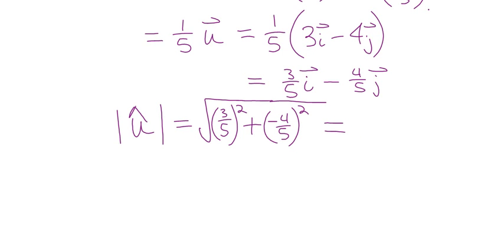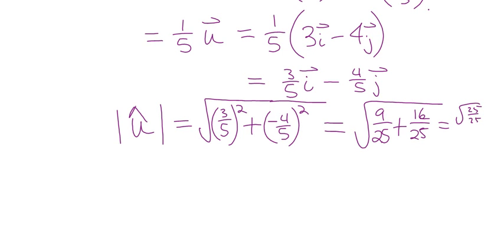Right? So lots of stuff. 9/25ths plus 16/25ths is 25/25ths, which is 1. So we just showed that the magnitude of the unit vector is 1, because that's really what a unit vector is, right?